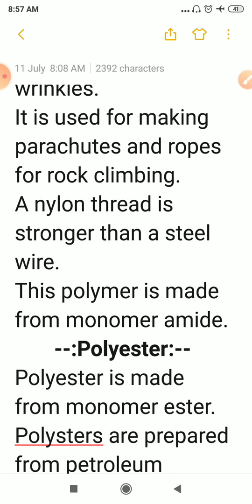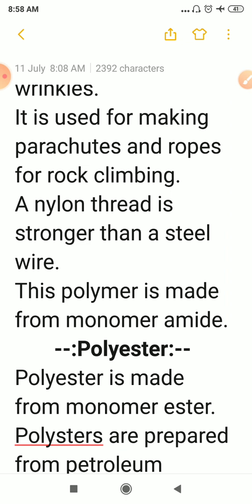Have you heard of parachutes? What are parachutes? Air troopers use parachutes when they jump from high altitudes. It is used in the army. The army personnel use parachutes. It is used in fighter planes. It is also used in commercial airplanes. Why? Because nylon is very strong.